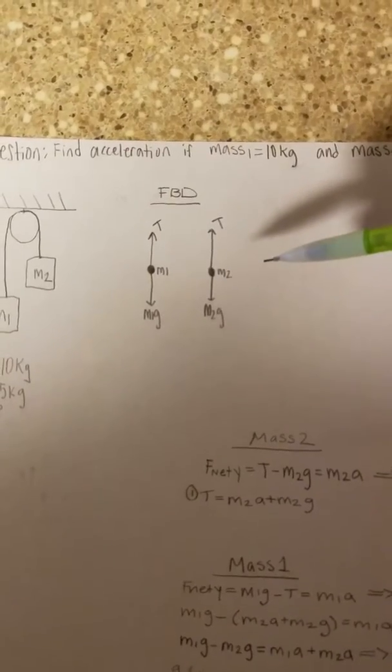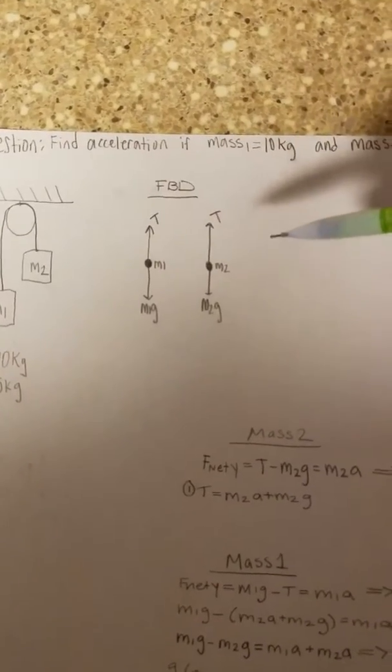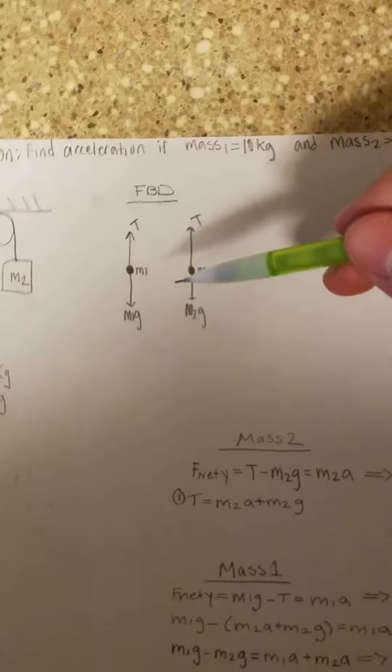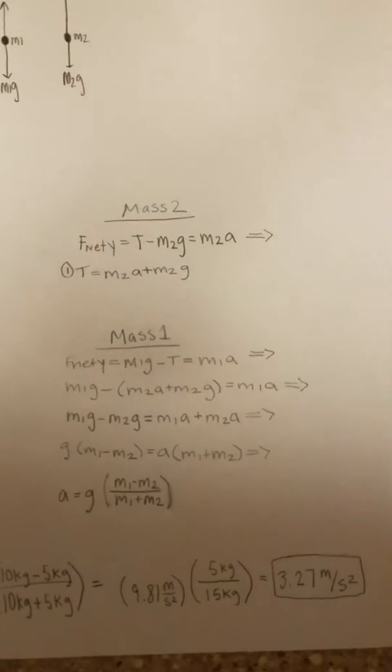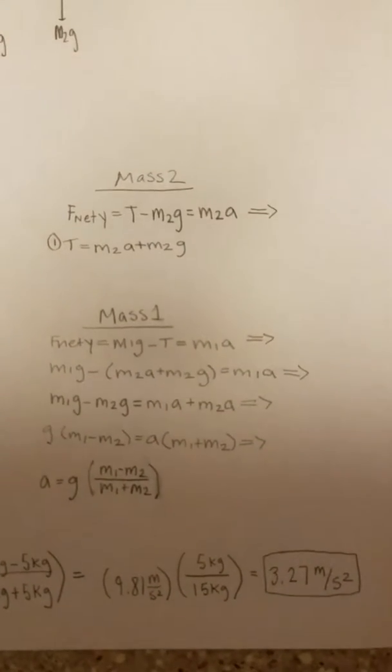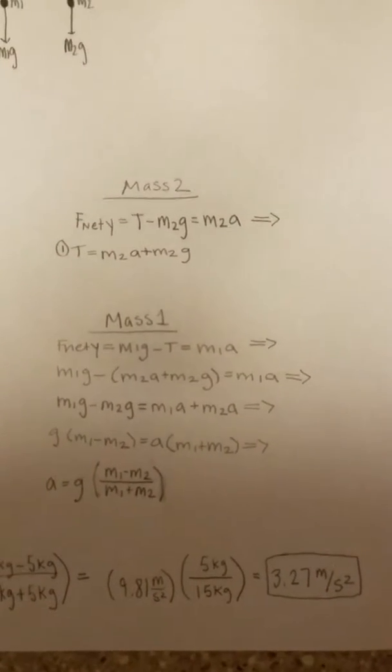As you can see, they're very similar except for the fact that m1 is heavier, so because of this, it will be going downward while m2 will be going upwards. We then use Newton's second law equation to solve for acceleration.